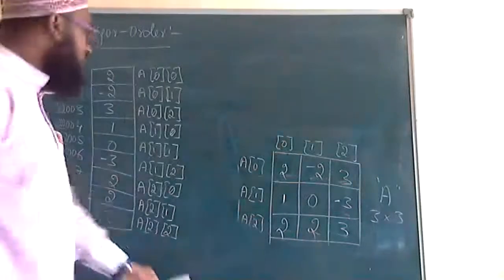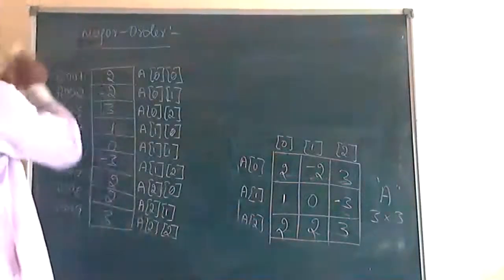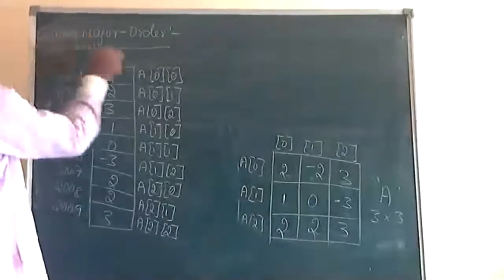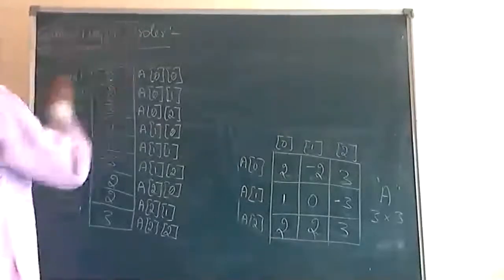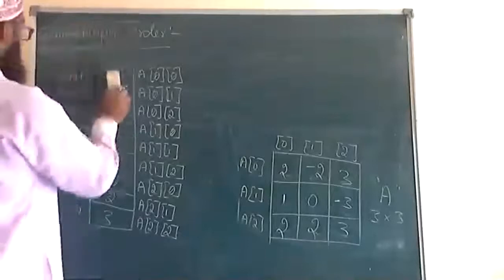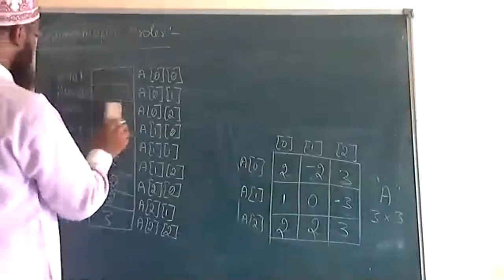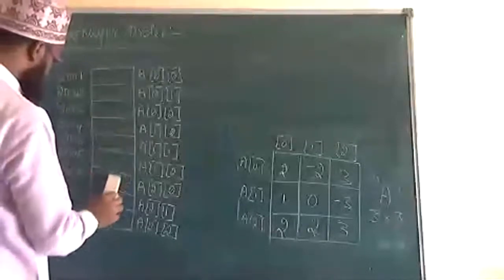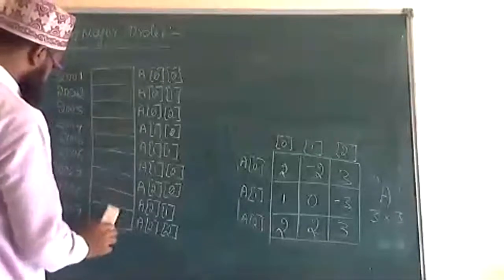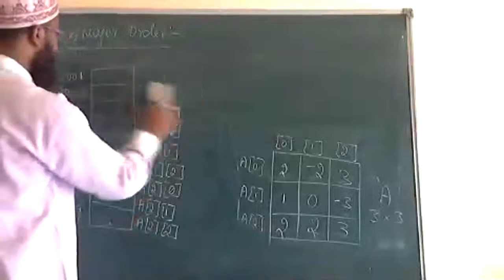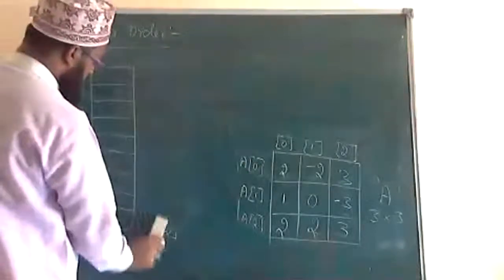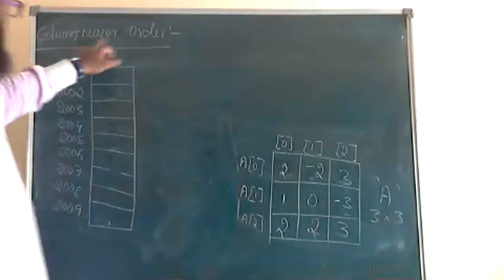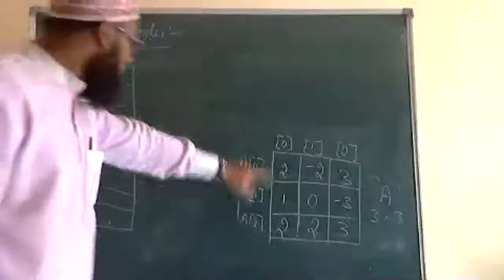Okay, then come to column major order. How the elements will be stored in column major order? In column major order, the first column elements are stored at first, and then the next column elements, second column elements, are stored next, and then finally the third column elements are going to be stored. Okay, in column major order, first column elements.